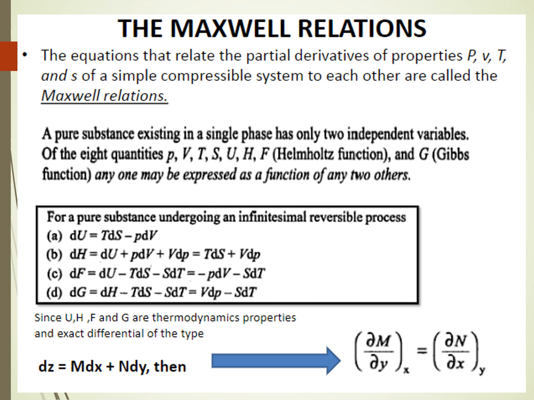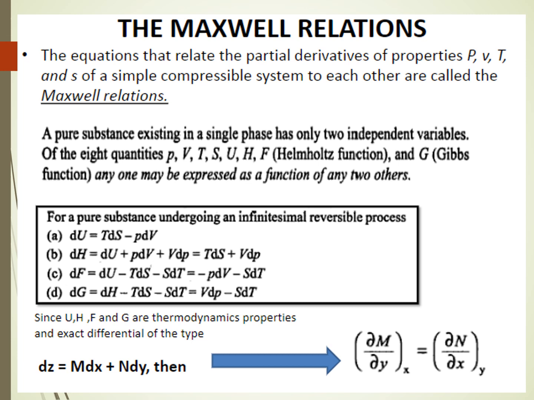So pure substances existing in a single phase have only two independent variables of the eight quantities, that is pressure, volume, temperature and entropy, internal energy, enthalpy, Helmholtz free energy and Gibbs free energy, and any one may be expressed as a function of any two others.